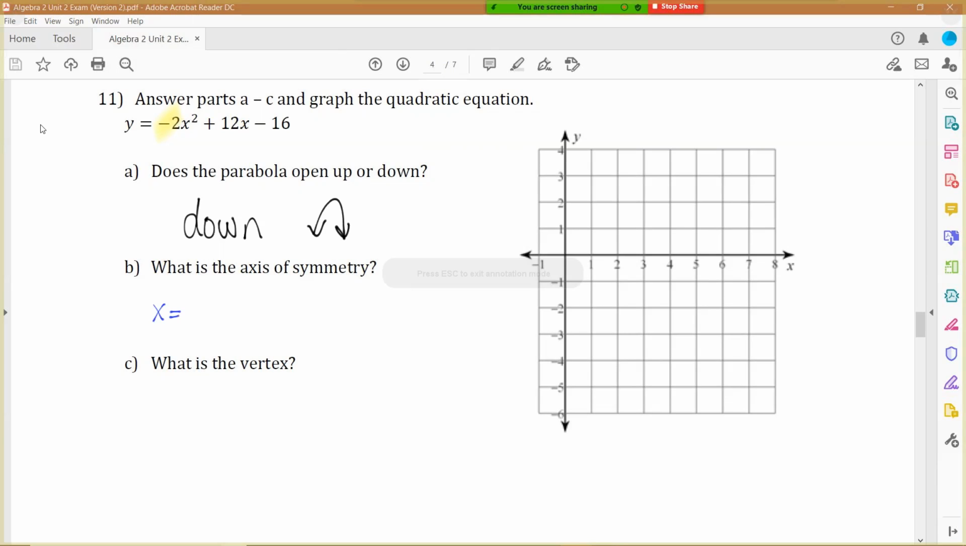So for our axis of symmetry, since this is in standard form, we're going to use -b divided by 2a. That formula is on your reference sheet. So -b, I want the opposite of 12, which is -12, divided by 2 times a, which is negative. So really that's -12 divided by -4. -12 divided by -4 is +3. So my axis of symmetry is x equals 3.